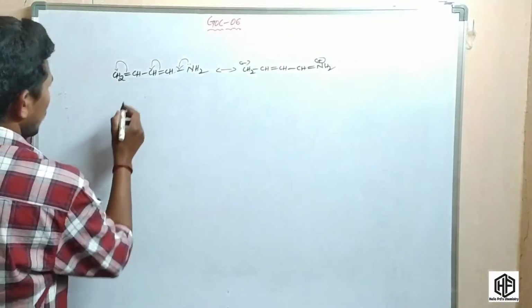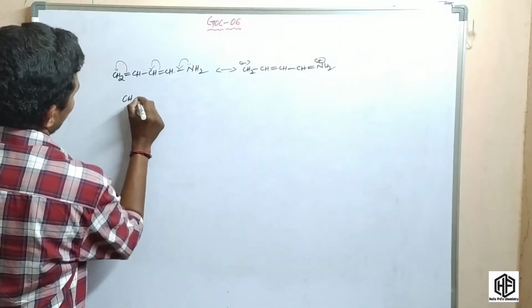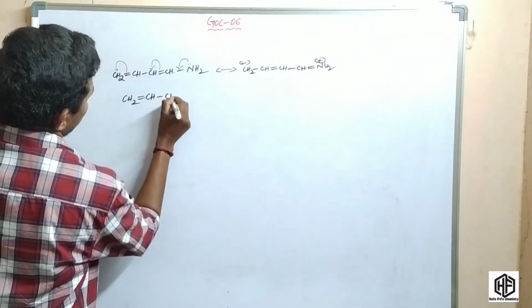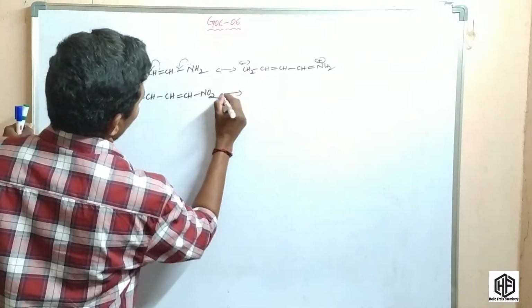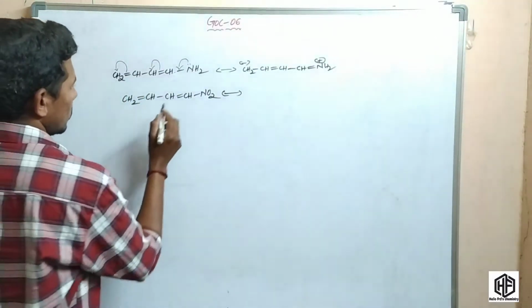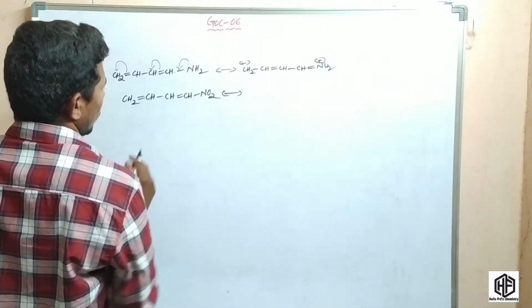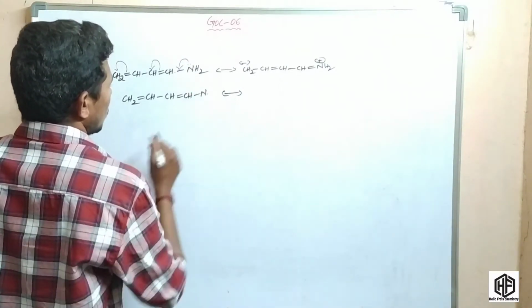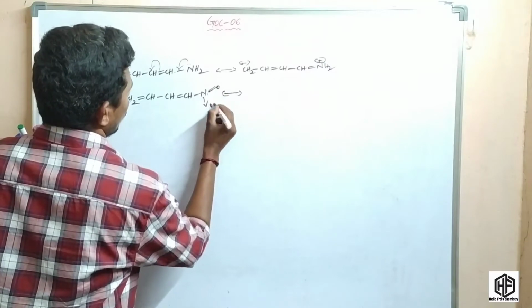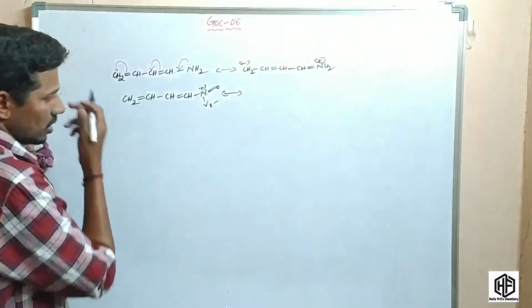Now we are going to discuss another one: CH2=CH-CH=CH-NO2. This bond will shift toward NO2, which can be written as N double bond O, single bond O minus, having a positive charge.